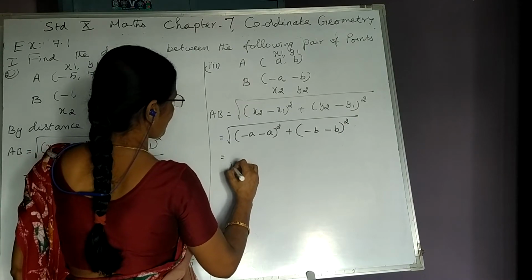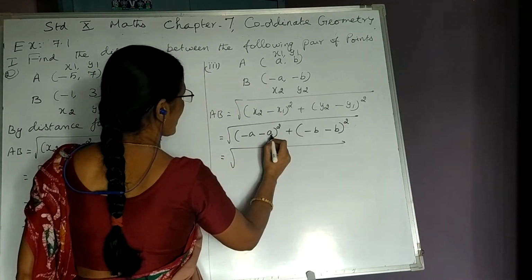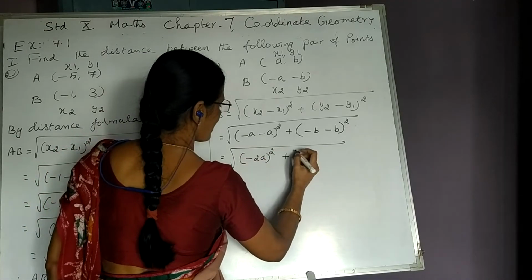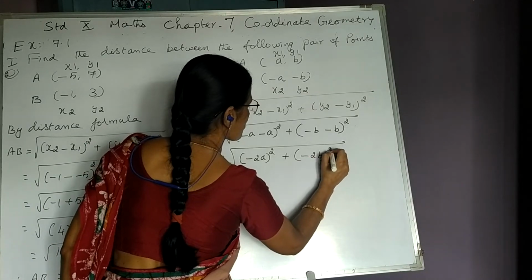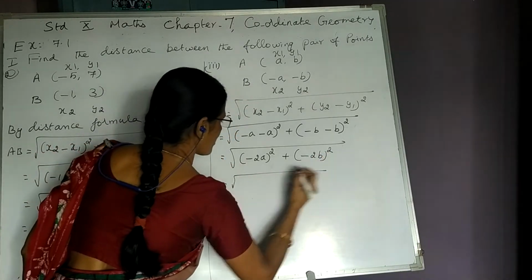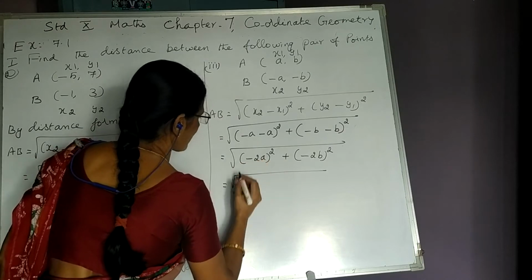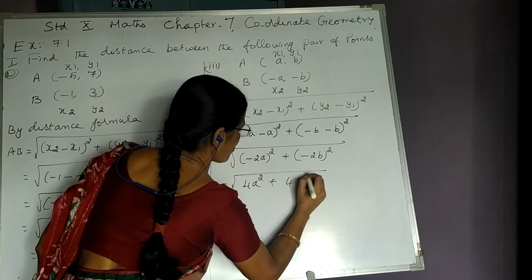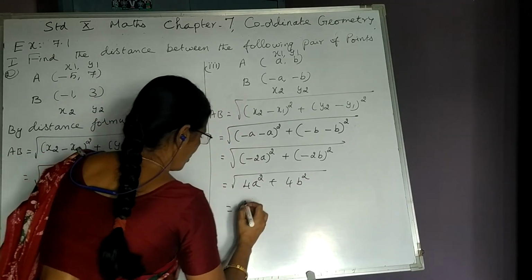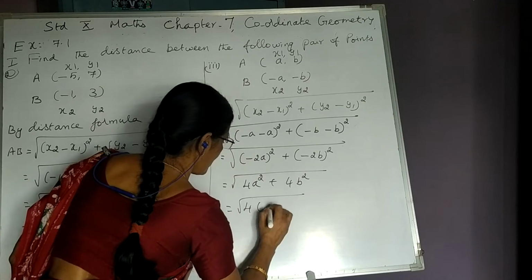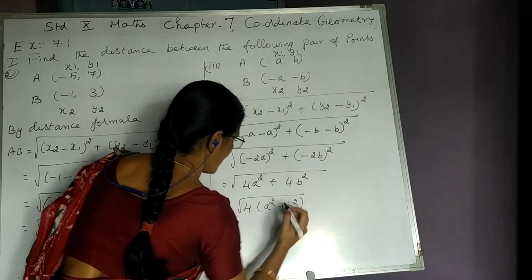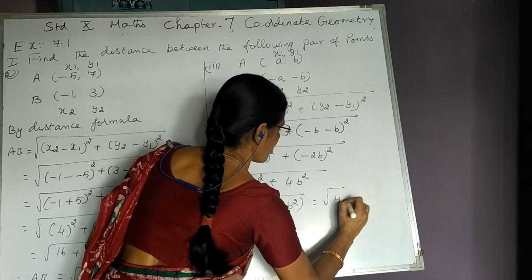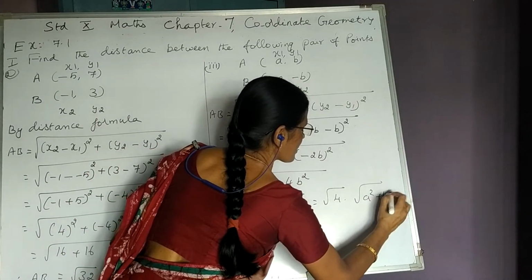So here it is minus A, therefore it becomes minus 2A the whole square. Similarly here minus 2B the whole square, which is root of, because of the square the negative sign vanishes, square of 2A is 4A square plus 4B square. 4 can be taken as the common term, A square plus B square. The root can be simplified as root 4 into root of A square plus B square.